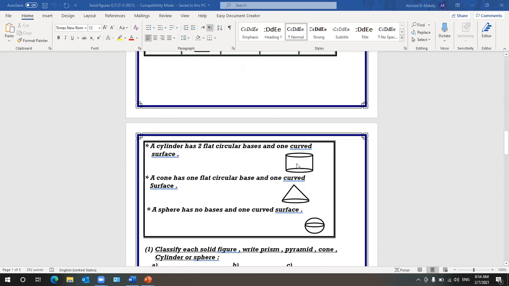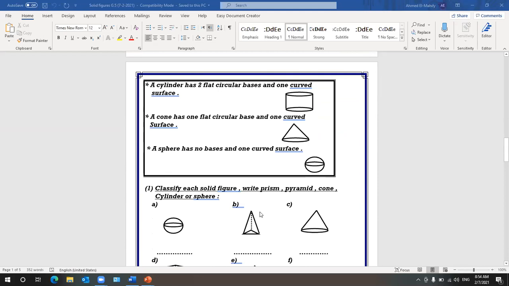And this, the cylinder. A cylinder has 2 flat circular bases and 1 curved surface. The cone has only one circular base and also 1 curved surface. And the sphere has no bases and has only a curved surface.